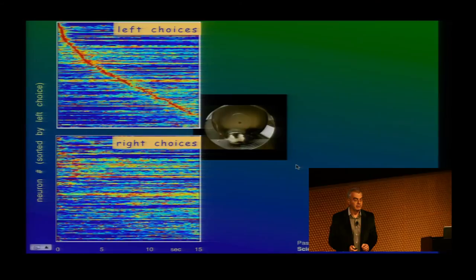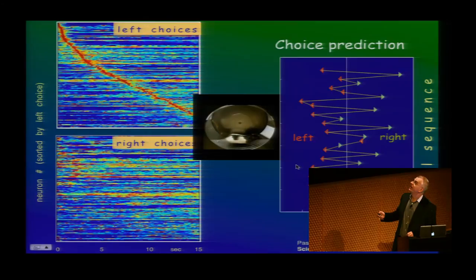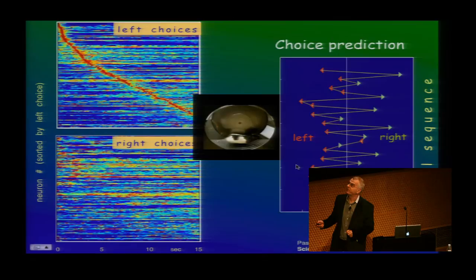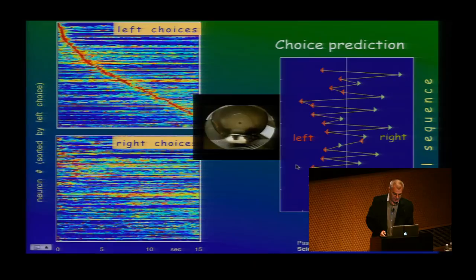And it doesn't require a whole lot of statistics to see that I can look at the neurons at any slice of time across the journey here and predict where the animal is going, because the initial conditions are different. In this case, if the initial conditions are the same, then we will inevitably end up in the same place.